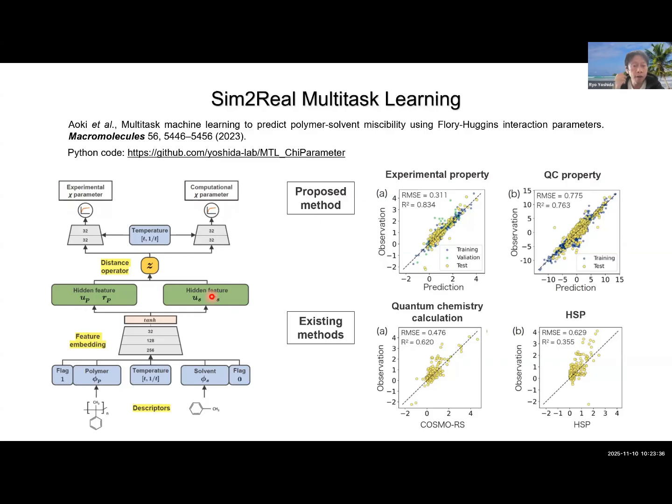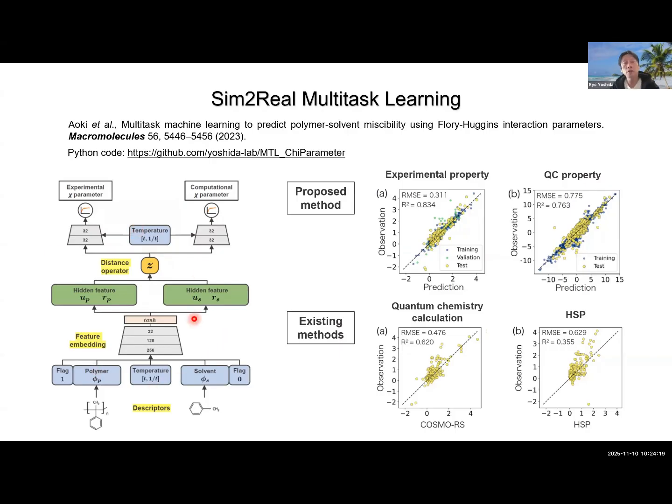And so this is our model architecture. Polymer and solvent are input, and their compositional and structural features are embedded into a latent space by using a neural network. Then the hidden features of the polymer and solvent, their distance, are calculated to obtain Z. This latent variable is further associated with the experimental chi parameter and computational chi parameter, with additional parameters such as temperature and composition. And by using the integrated data, we train this model.